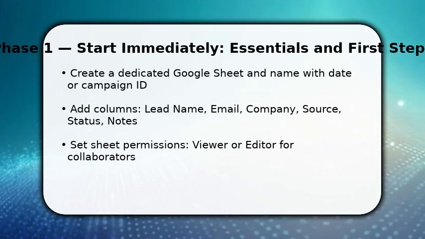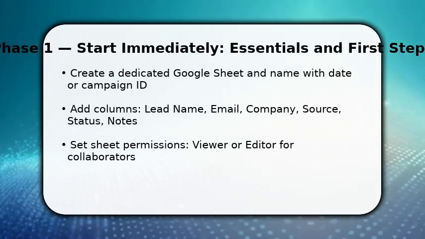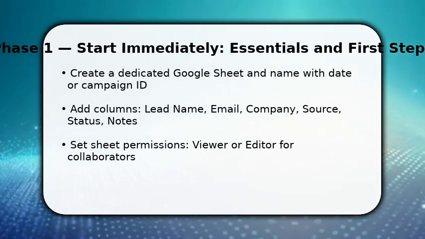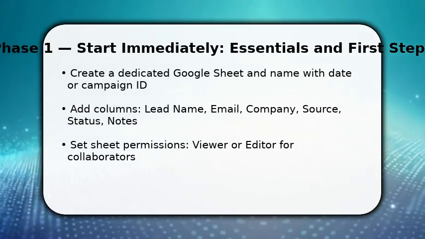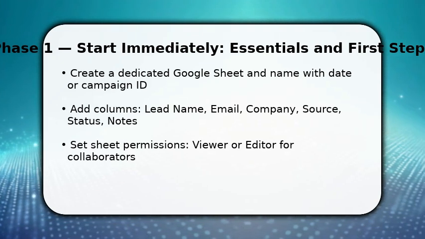Make sure collaborators have edit access only when needed. Finally, enable version history. This protects against accidental overwrites and gives you a rollback point if data quality issues appear.